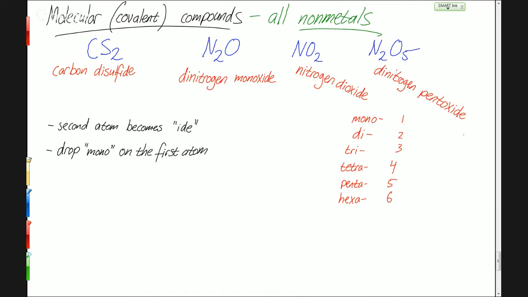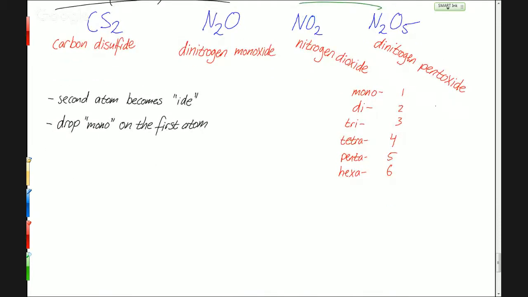The nice thing about this is going backwards, going from the name to the formula is actually even easier. So if I give you the name phosphorus trichloride, what would that formula be? Right. We don't have to do any balancing charges or anything. We just say PCl3, phosphorus trichloride.